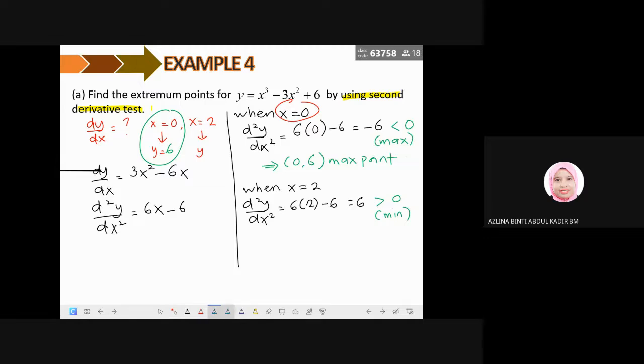So, tulis. Minimum point, x is equals to 2. Bukan 6, kita ambil yang asal daripada stationary point. When x equals to 2, so y berapa? So dapatlah maximum point and minimum point using second derivative test. Okay kelas, faham ke tak?